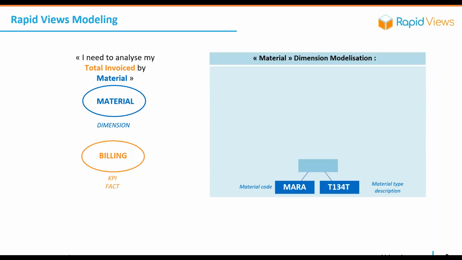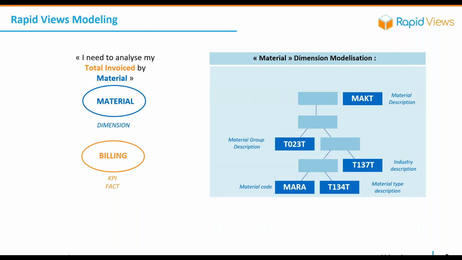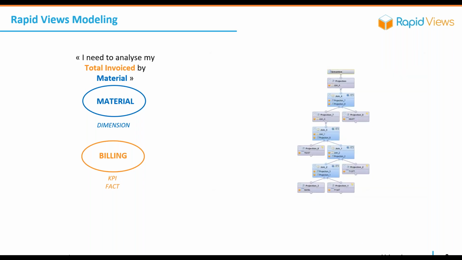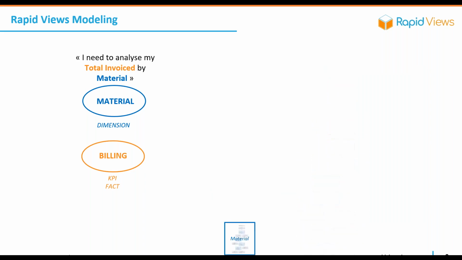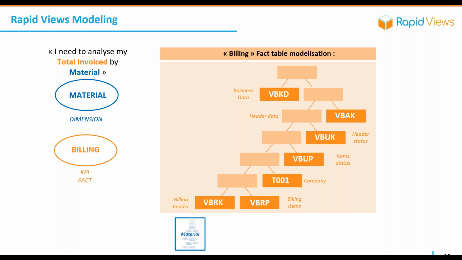So we built this concept of dimension, so we know how to access the SAP tables. We build the dimension view using HANA views, CDS views, SAP DataSphere views. We provide all these views within any HANA system from SAP. That's what we built for the material dimension. We did the same for billing. For billing, you see how all the tables have to be linked in a certain way to be able to build this fact table.